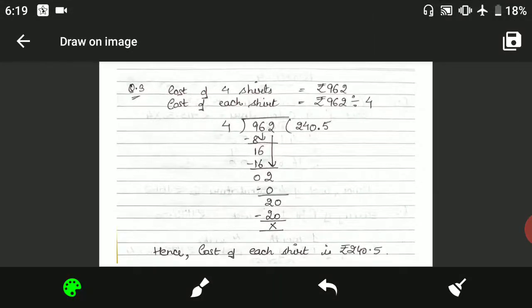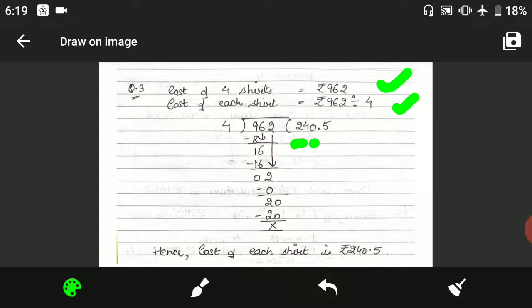Firstly, I have written cost of 4 shirts, then cost of each shirt, then I will divide it. How do we divide? In the 4 table we see which number comes closer to 9, that is 8. So I have written 2 over here and 8 down of 9. Then 9 minus 8 is 1. So 1 is smaller than 4. What do I do? I take 6 down. It is 16. In the 4 table, 16 comes at 4, so I have taken 4 over here and 16 down of 16. Then I subtract it.